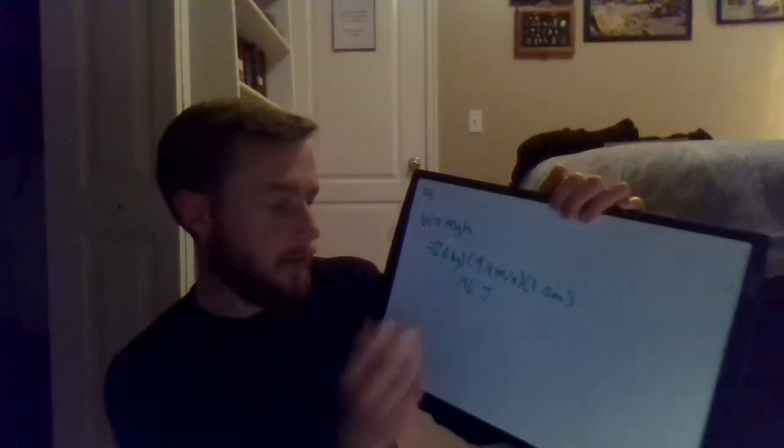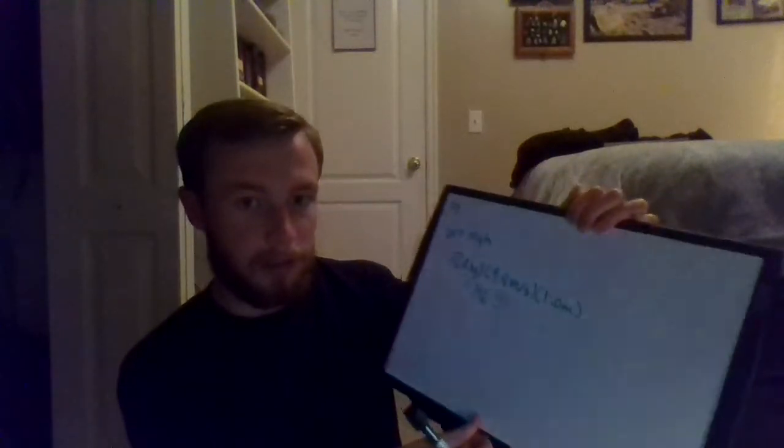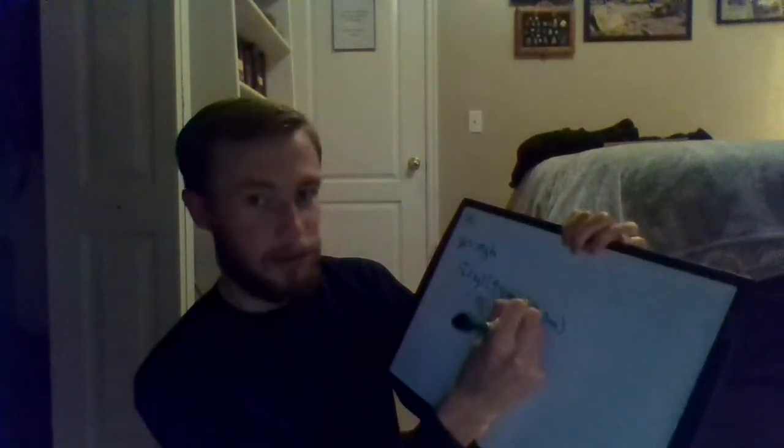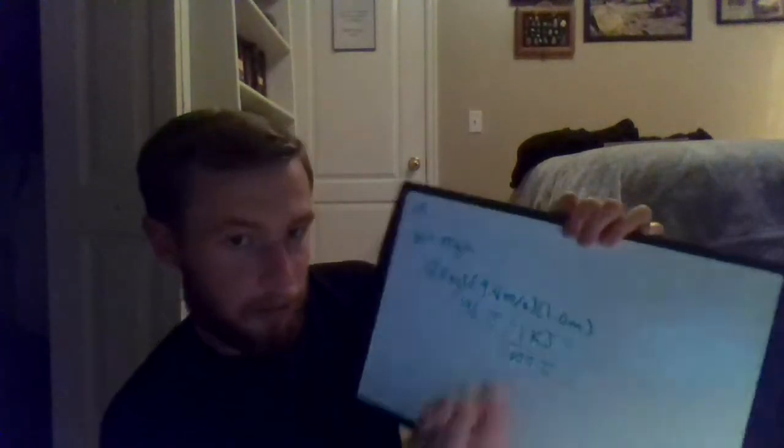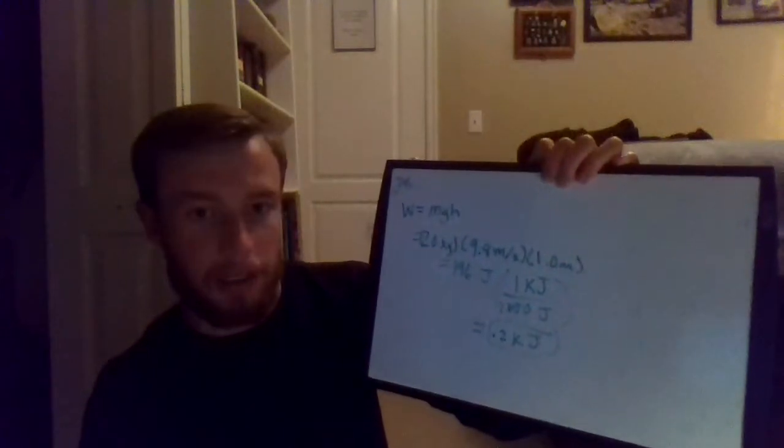Okay, then to convert that to kilojoules, which we want, we can just divide that by 1,000, equals 0.2 kilojoules. Oh, let's see. No, that's not right. 1 kilojoule is going to equal 1,000 joules. There we go. Now if we do that, we get 0.2 kilojoules. Okay, that's part A.